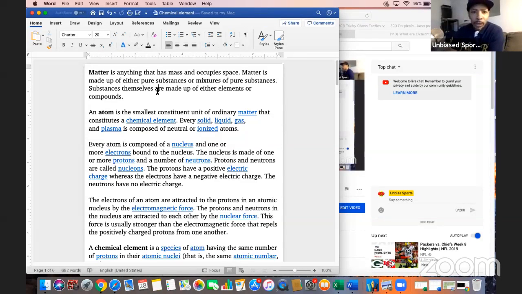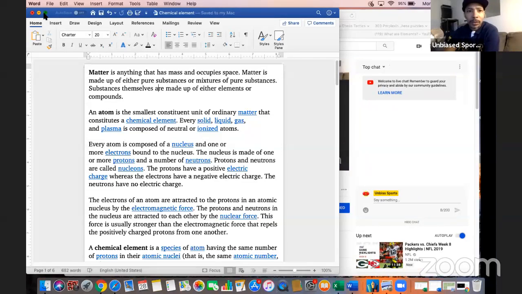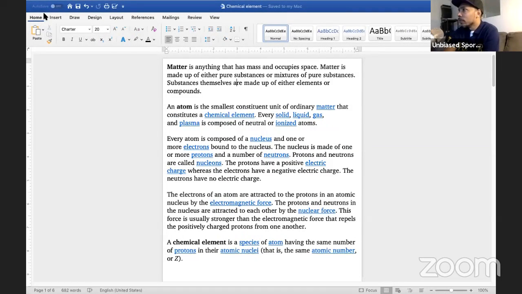So let's get it. What are elements? First, what is matter? Matter is anything that has mass and occupies space. Matter is made up of either pure substances or mixtures of pure substances, okay? Substances themselves are made up of either elements or compounds, right?